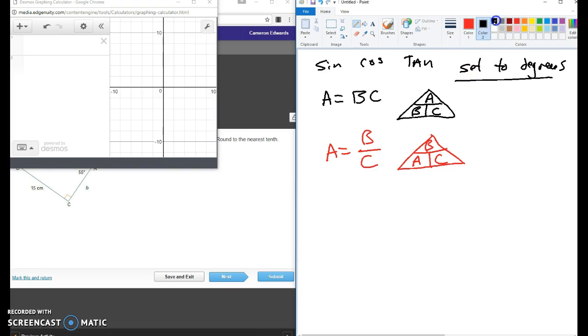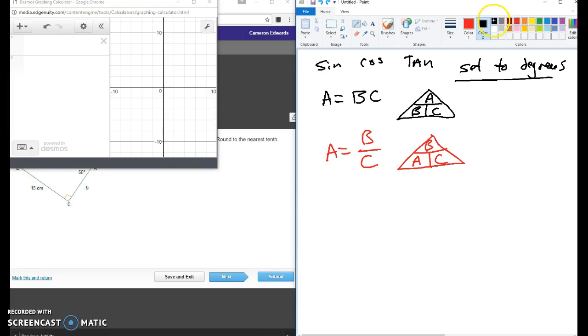All I've got to do is, if I'm solving for A, then I can take that A, cover it up, and it's B over C. You can see B over C, right?